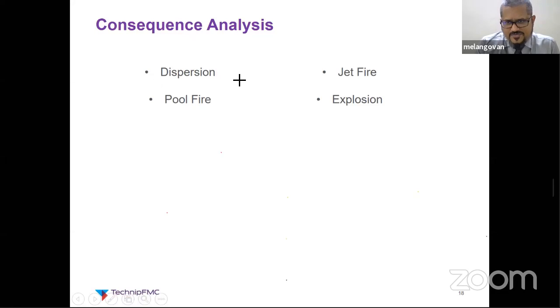It may result in a dispersion. That means diesel, which has leaked out of the system, may vaporize, and it will result in a flammable gas cloud and pool fire. If the leaked diesel is ignited, it may result in a pool fire or jet fire. If the diesel leak is happening as a jet instead of a pool, for example on the discharge side of the circulation pump, which is at high pressure, then it will be released as a jet. So if it is ignited, it will result in a jet fire and explosion.